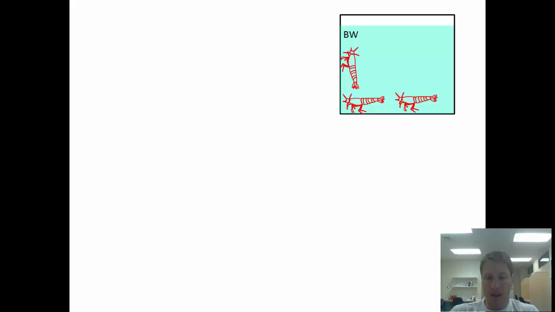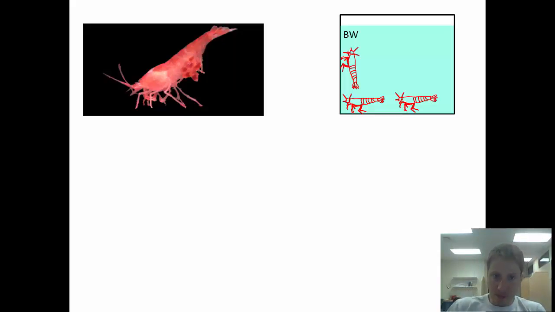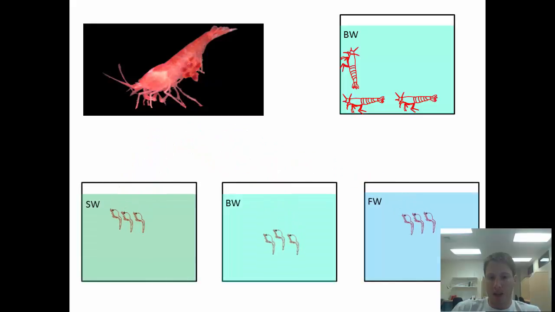So to test this hypothesis, we took adults that we had in the lab. We waited for them to get pregnant. We then took early stage larvae from these adults and split them into 3 different treatments: a seawater, brackish water, and a freshwater group.